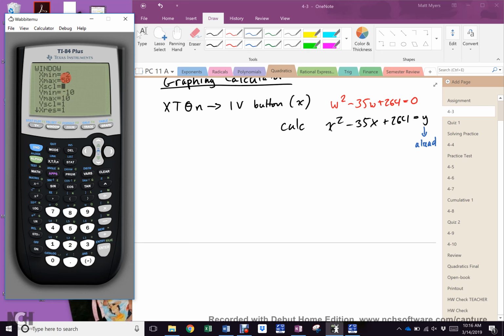What if I made the scale 2? How many little ticks would be on the calculator? 25. What if I made it 5? There'd be 10. Everybody with me? So let's make it 5. Now, since I am looking for the roots of this equation, where the x's are going to be, do I need very many y's? No, because I only care about where the line hits x, right? So we're not even going to touch the y's, because it's going to cross the x-axis, yes? Everybody with me? All right, so now hit graph.